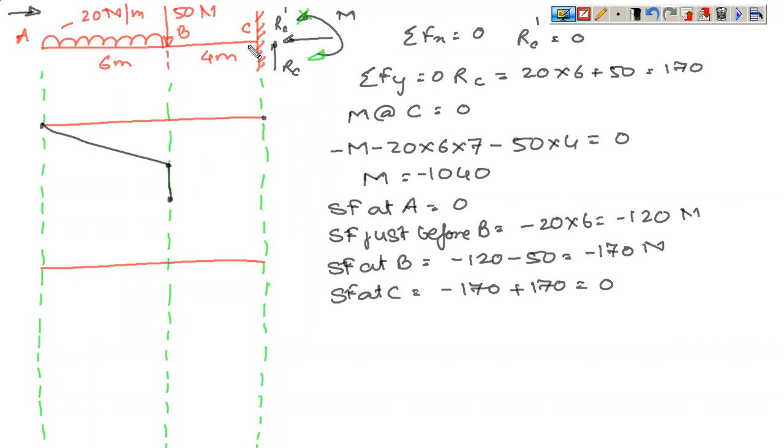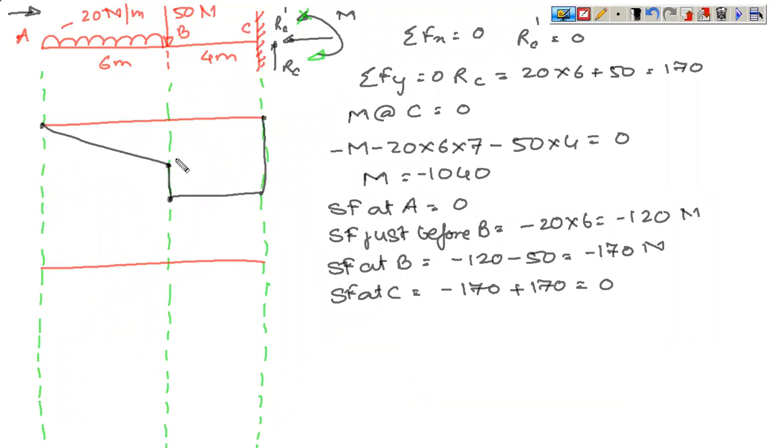SF just before C will remain as 170 because there is no force interaction between B and C. So the value remains constant, and as soon as it reaches C, 170 is added and it is closed. So this is your shear force diagram. You need to mention the values.